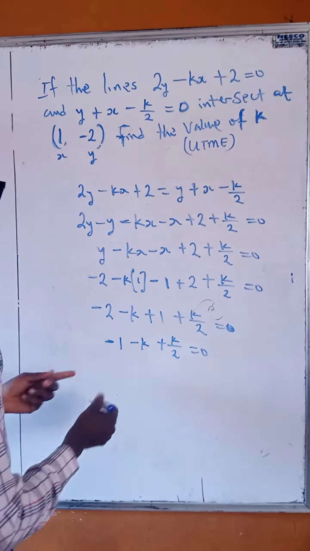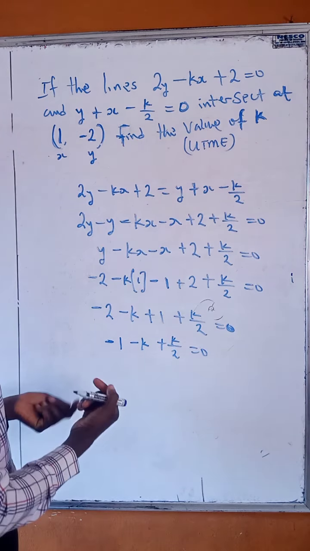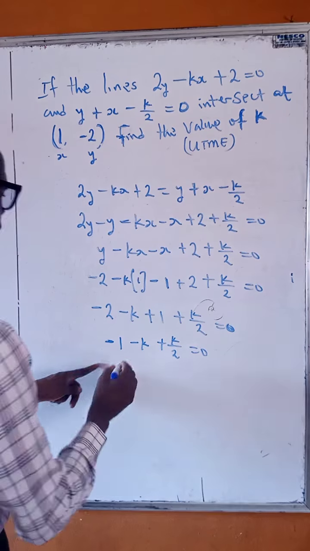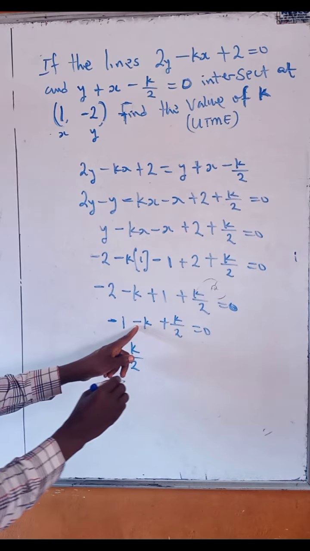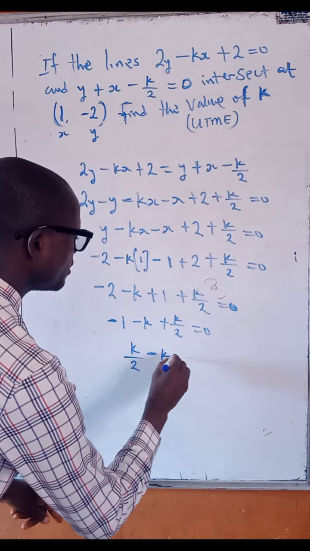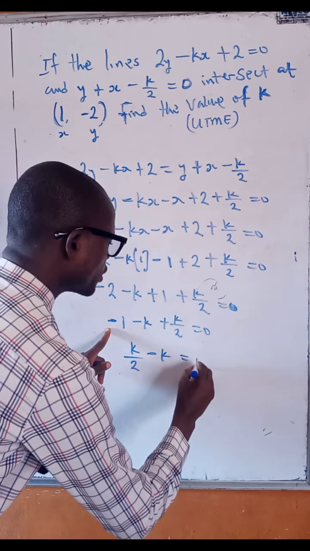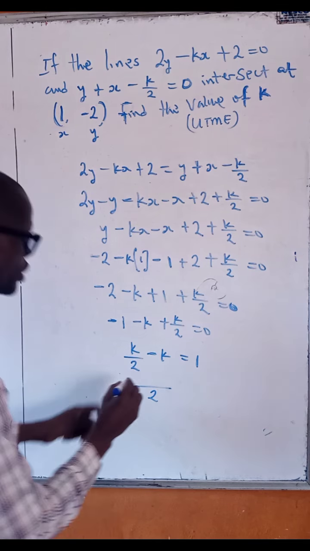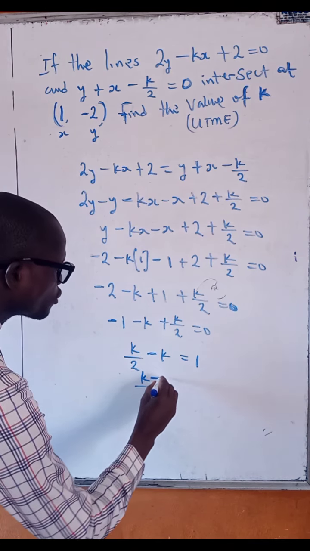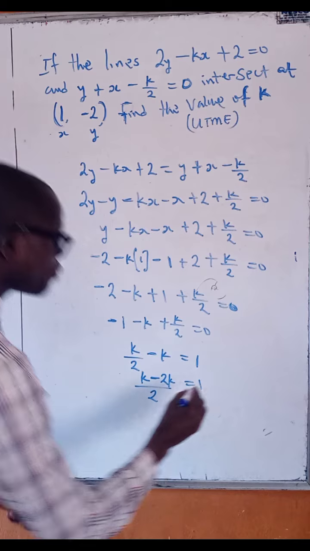Now, the next thing we are going to do, let's try to collect the like terms. So we have, let me put k over 2, then bring the minus k. Then let's take this one. That will give us 1. Now from there, we can now make 2. You know, this will be k minus 2k equal to 1.